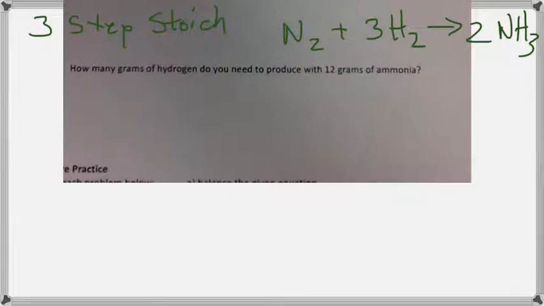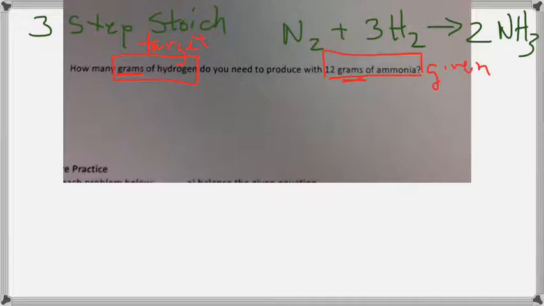So when I read my problem, the way that I identify that it's a three-step stoich problem is that as I read through it, it says how many grams of hydrogen, so that is my target, that's what they want. And I notice that the target units are grams, and then as I continue to read through it, it says how many grams of hydrogen do you need to produce 12 grams of ammonia. So that is my given. That's what they're going to give me to start with. And my given units are also grams.